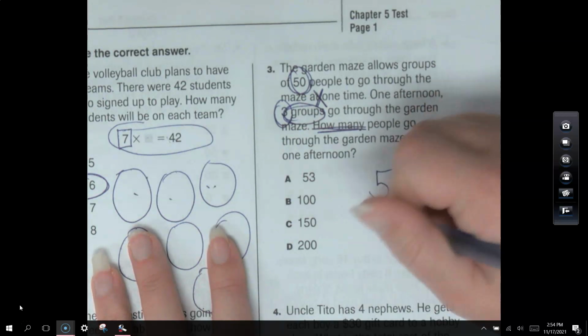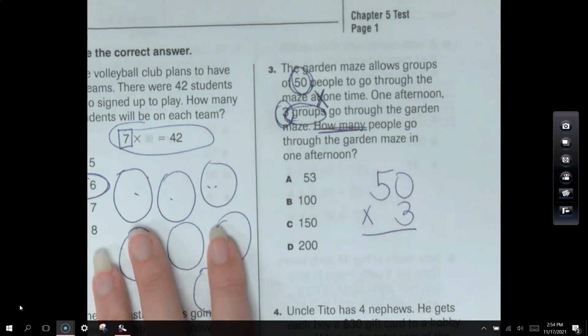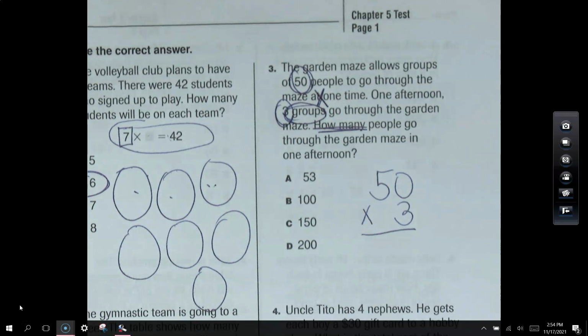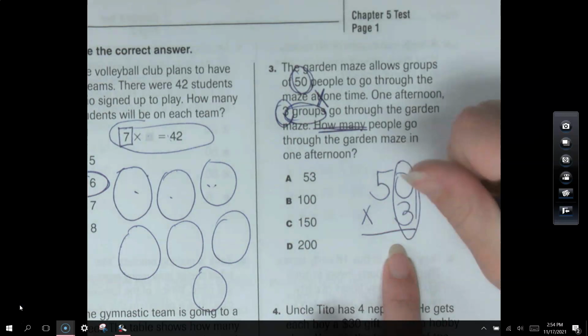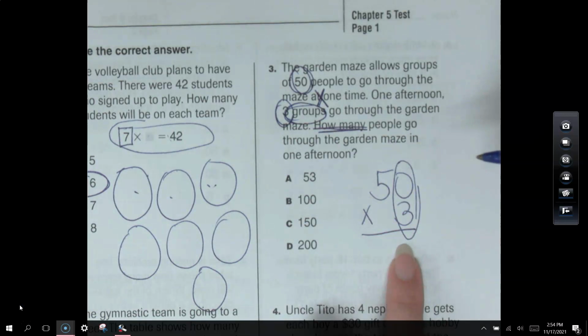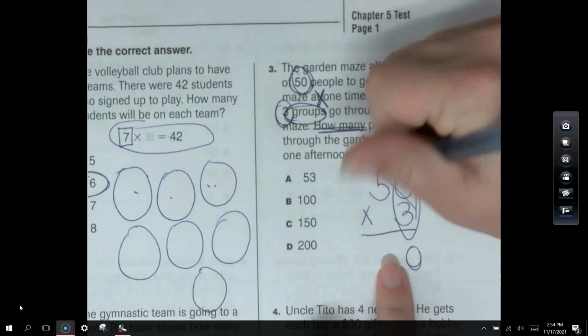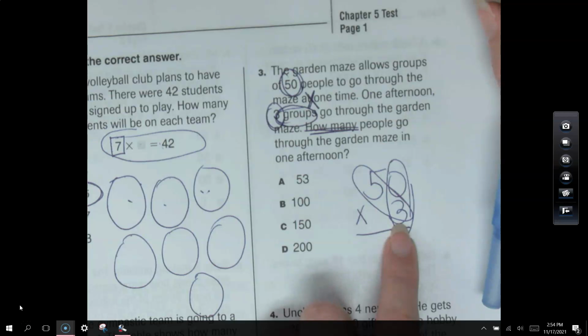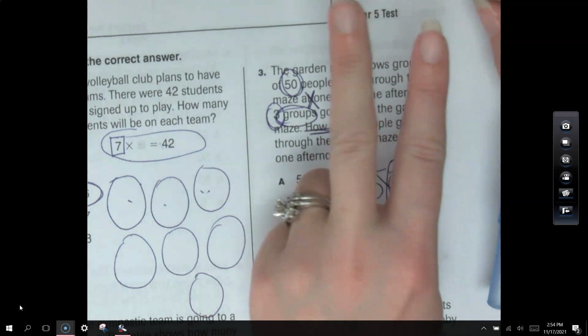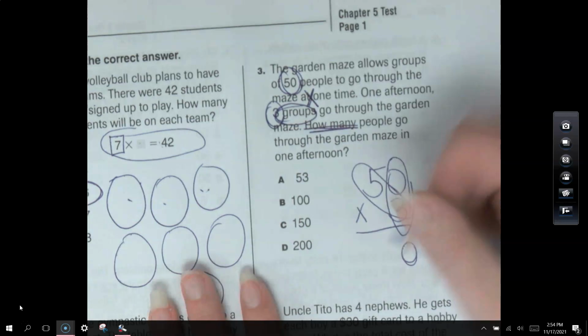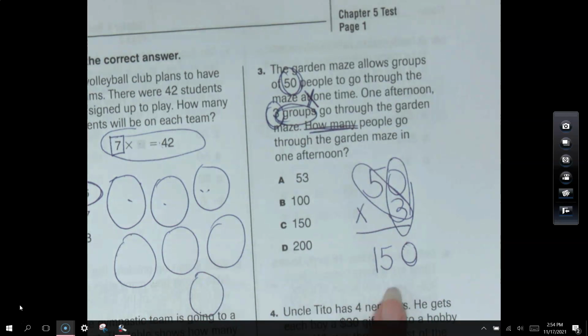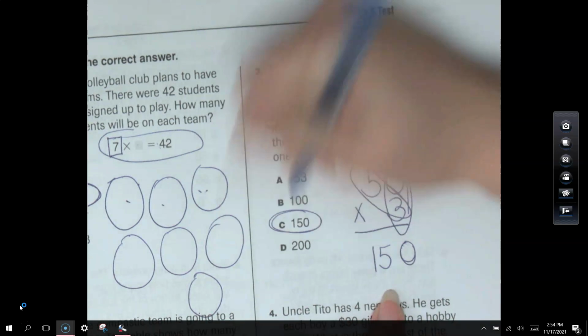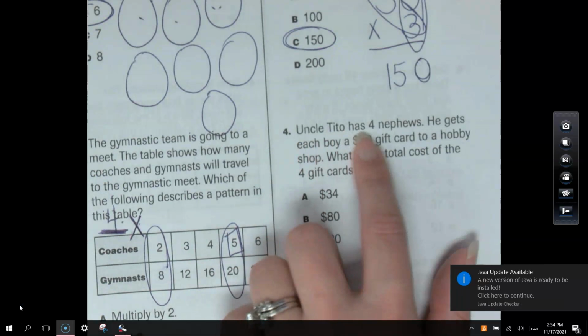50 times 3. If you need to pause the video, go ahead and pause it until you get caught up. What is 0 times 3? It is 0. What is 5 times 3? Well, let's count by 5s 3 times. Ready? 5, 10, 15. So my answer is 150. Circle 150. Moving on.